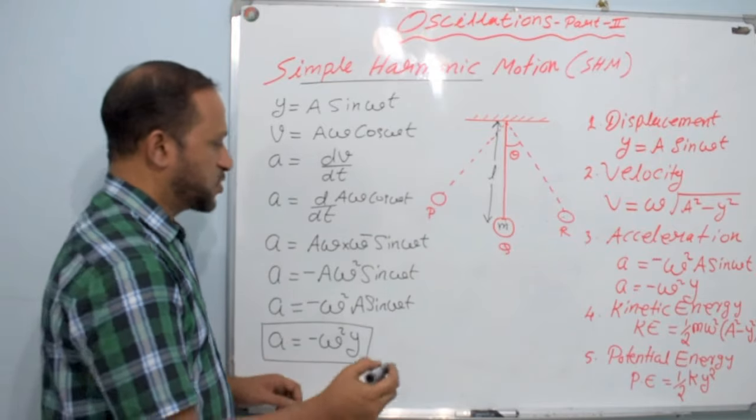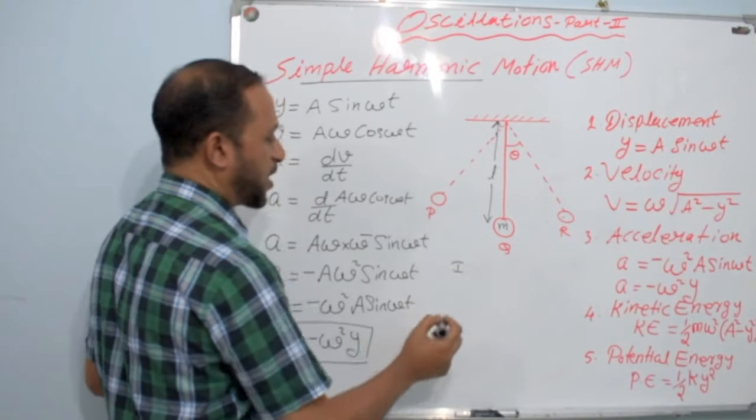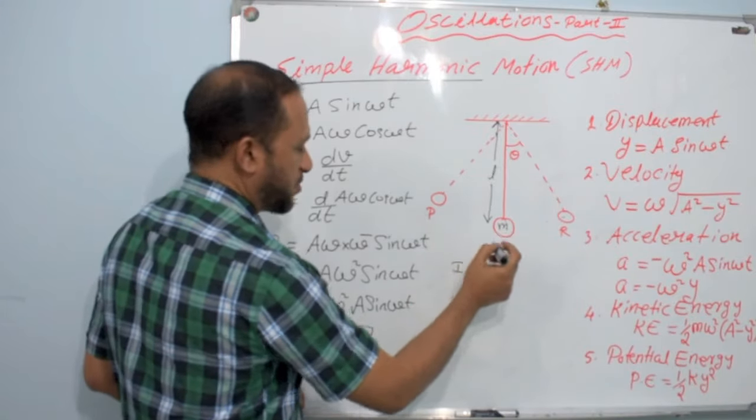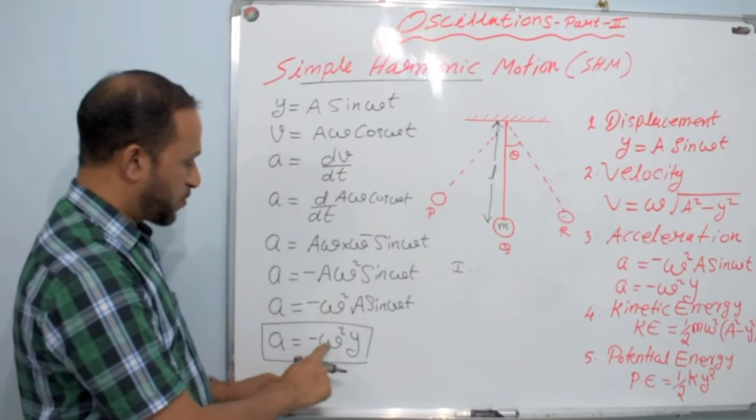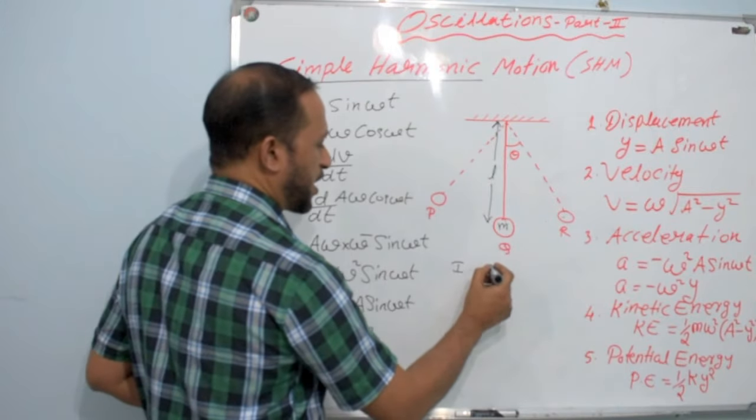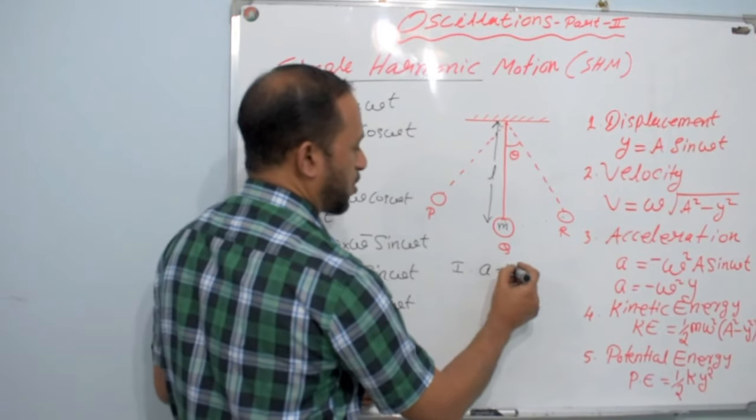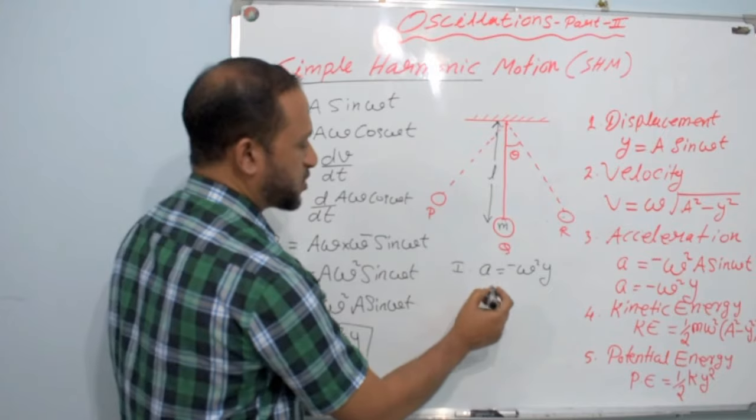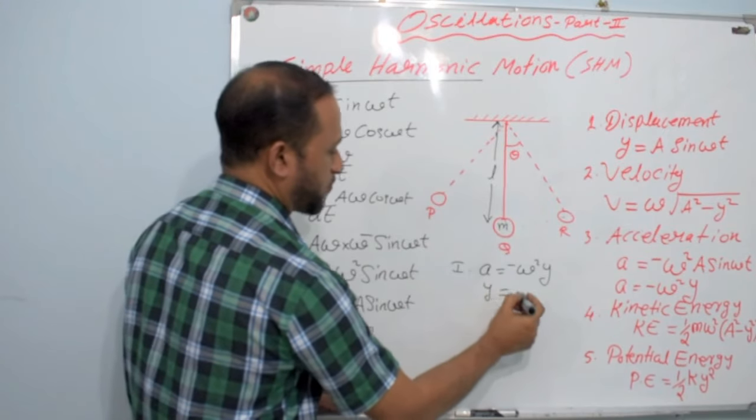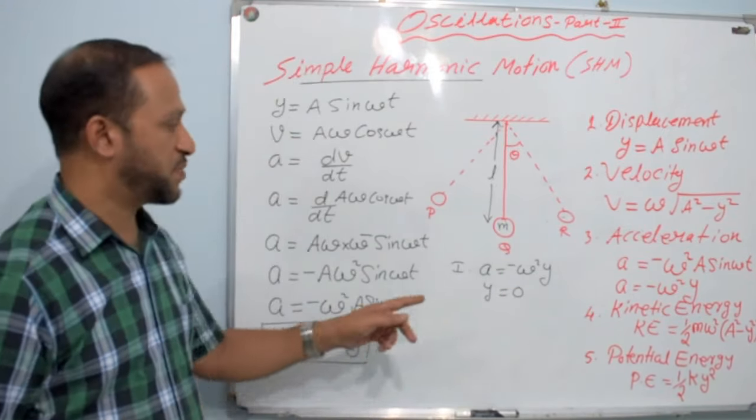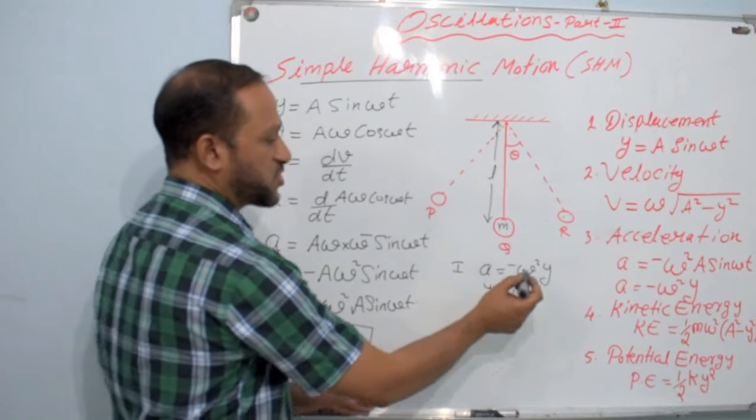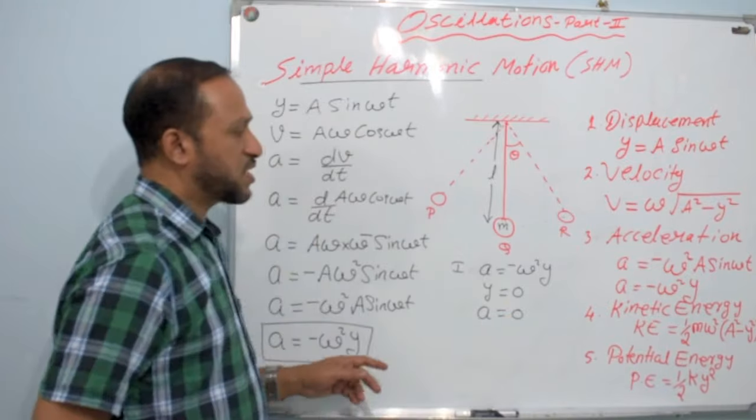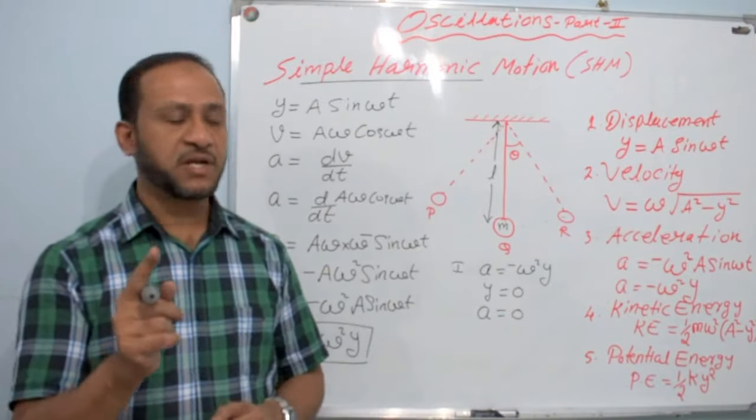In this equation, when we apply the conditions, we can get the value of minimum acceleration and maximum acceleration. Suppose first case, we are applying this equation at the mean position. When the particle reaches the mean position, the acceleration a is equal to minus omega square into y. At the mean position, displacement is equal to 0, y equal to 0, no displacement at the mean position. When we apply y equal to 0 in this equation, we will get acceleration equal to 0. Means at the mean position, acceleration is equal to 0.